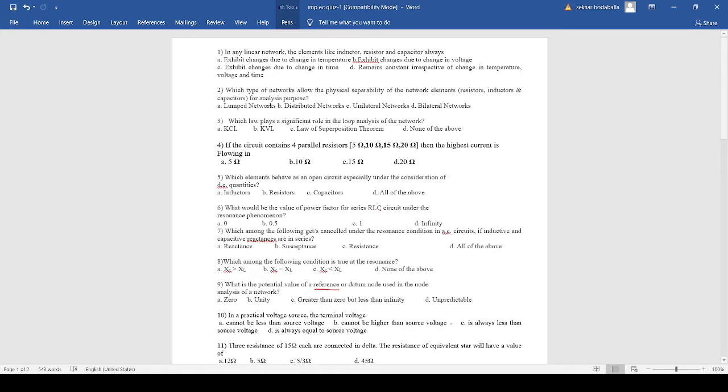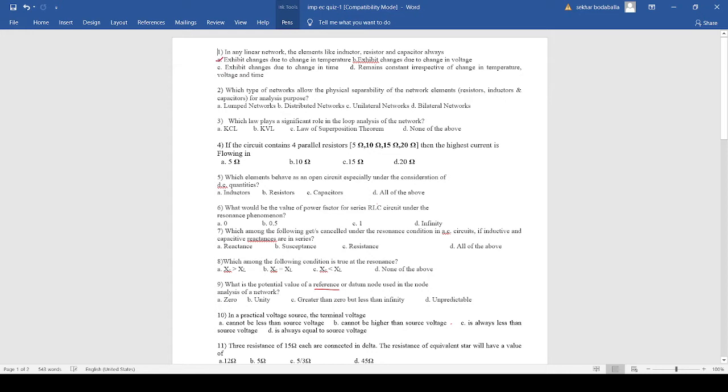Let me explain the answers for the questions, the important bits. The first question: in any linear network, the elements like inductor, resistor, and capacitor always exhibit changes due to change in temperature.